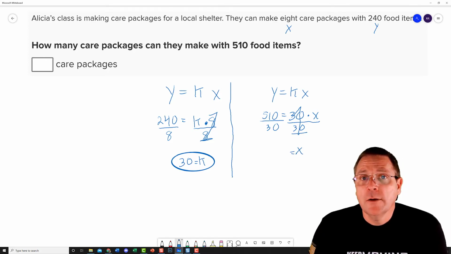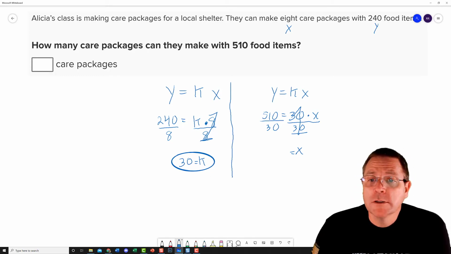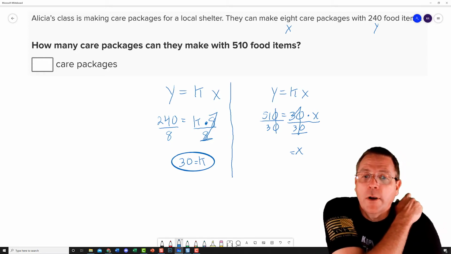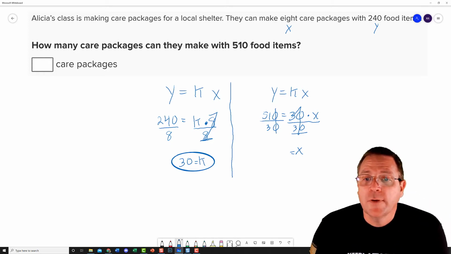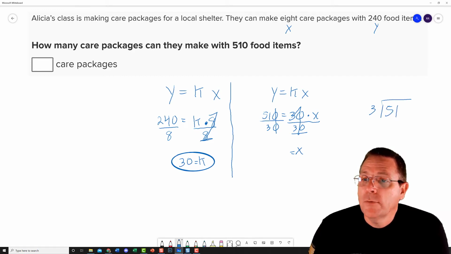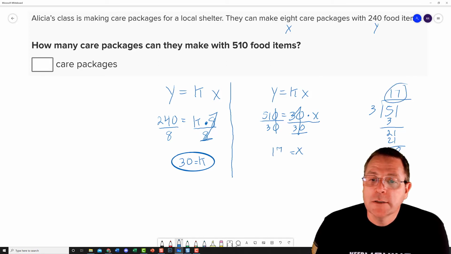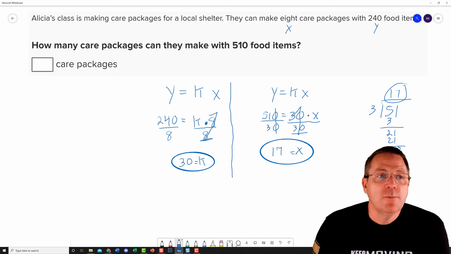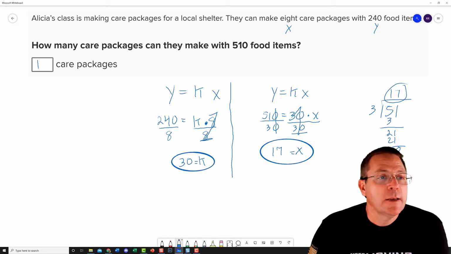Now, 510 divided by 30, that's pretty tough, but watch this. Anytime you have zeros on the end, those zeros are now gone. So now all I have to worry about is 51 divided by 3. 3 goes into 5 once. 1 times 3 is 3, with 2 left over. Bring down the 1. 3 goes into 21 seven times. 7 times 3 is 21, with nothing left over. So what does x equal? x is equal to 17, which means that we can make 17 care packages.